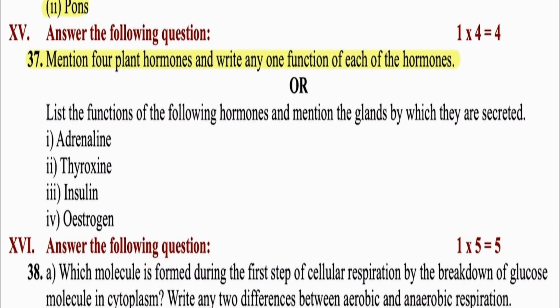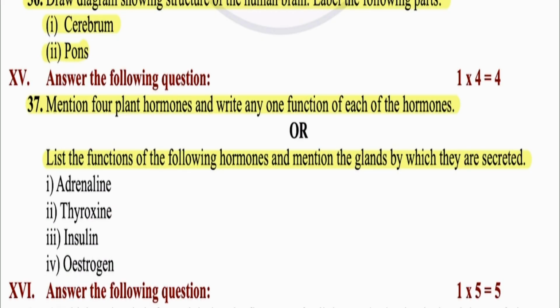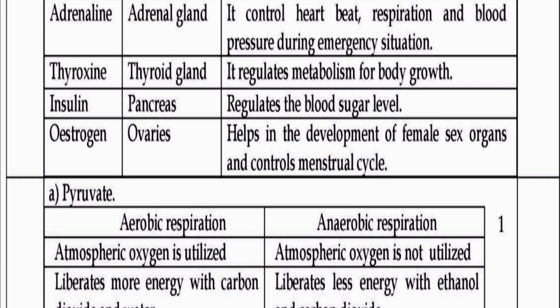Next, optional question. List the function of the following hormones and mention the glands by which they are secreted. 1. Adrenaline. Next, second thyroxine, insulin and estrogen. The hormones are adrenaline, thyroxine, insulin, estrogen, and the gland for adrenaline is the adrenal gland, thyroxine the thyroid gland, insulin the pancreas, and estrogen the ovaries.